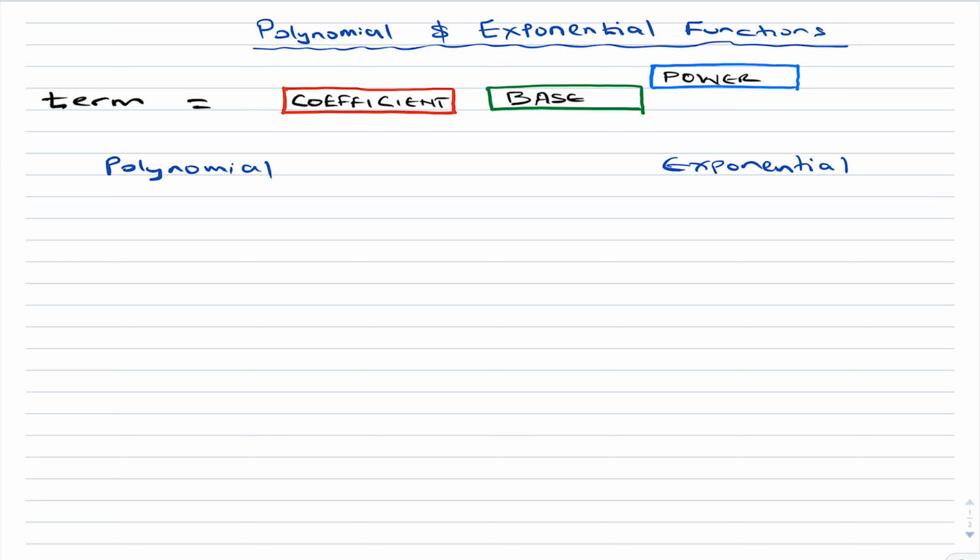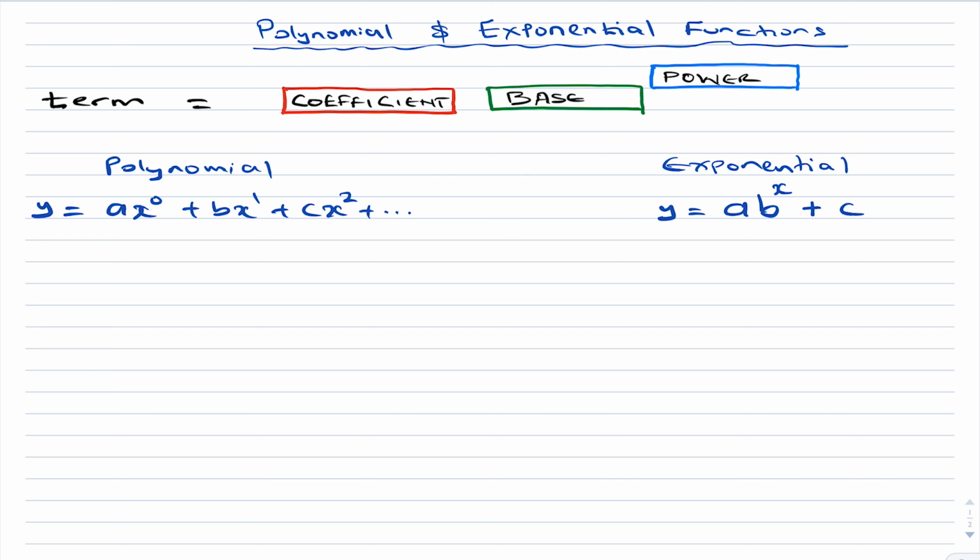Polynomials tend to have many terms. So y equals ax to the power of 0 plus bx to the power of 1 plus cx to the power of 2 plus, and that goes on. And exponentials tend to have two terms. So y equals ab to the power of x plus c.